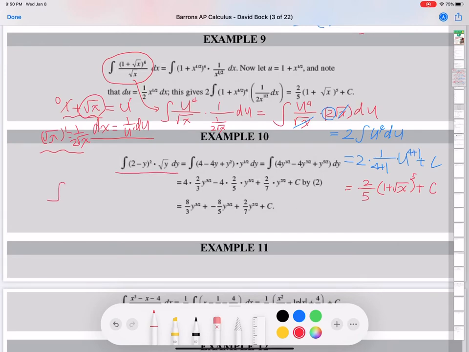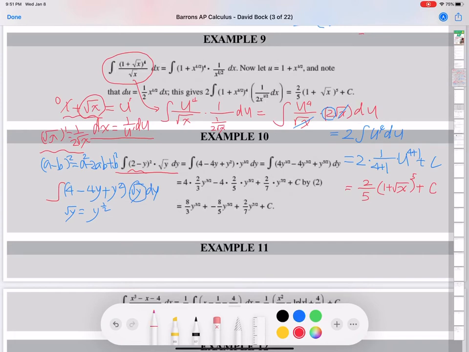Something like this. Integral of (2 minus y) squared. You understand (a minus b) squared, right? (a minus b) squared is equal to a squared minus 2ab plus b squared, right? So (2 minus y) squared is equal to 2 squared, which is 4, minus 2 times 2 times y, 4y, plus y squared. That times root 2y dy. And then what is root 2y? Radical y is y to the 1/2 power.